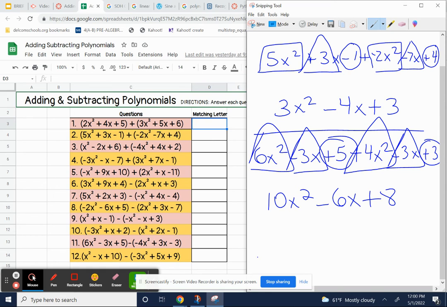One more time, for the subtraction problems, I would just make the subtraction in the middle of the two trinomials into an addition, and then change the sign of everything in the second polynomial. And then you combine your like terms.